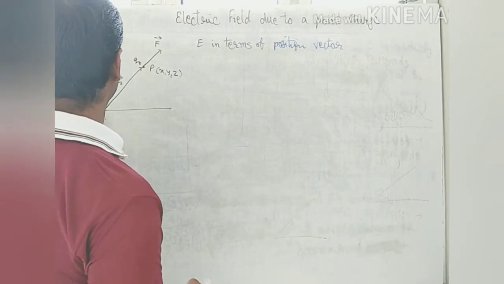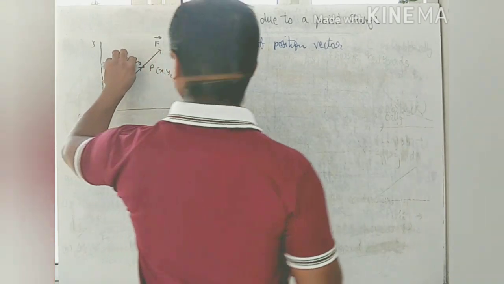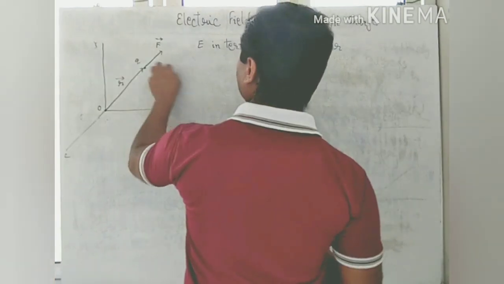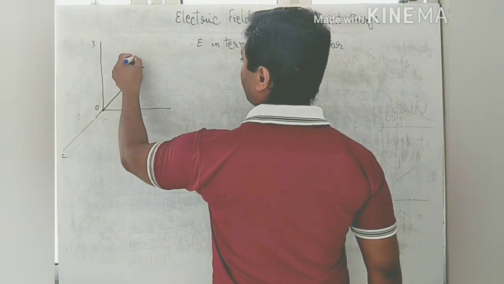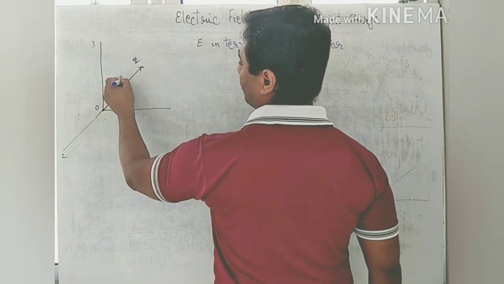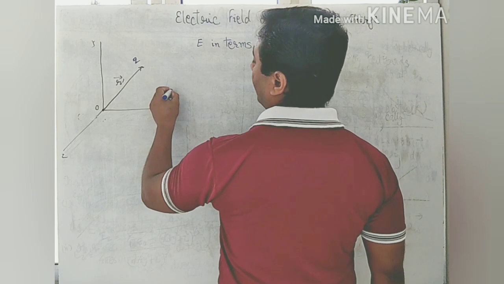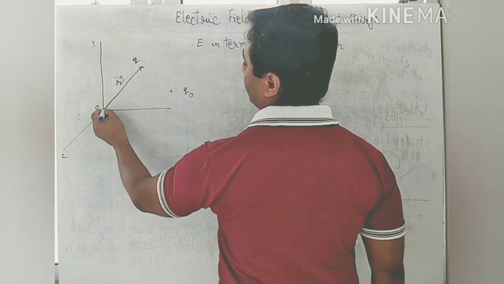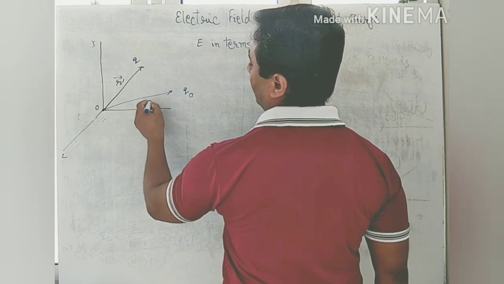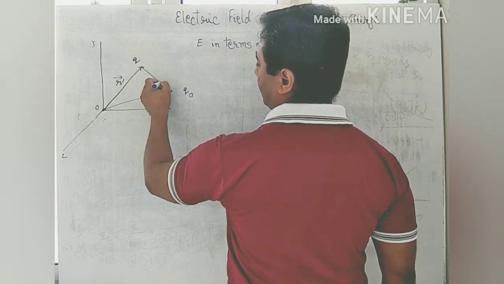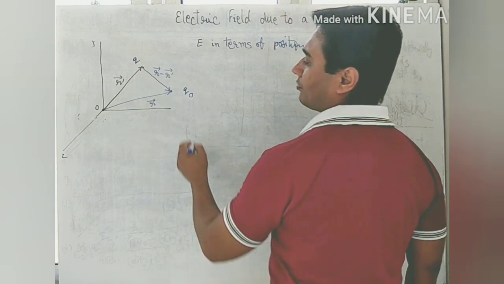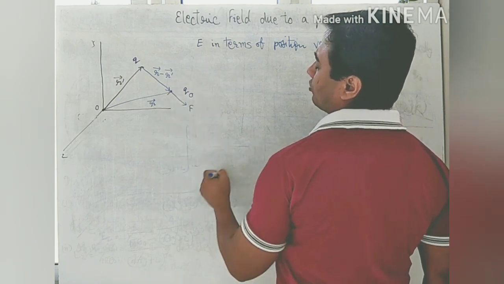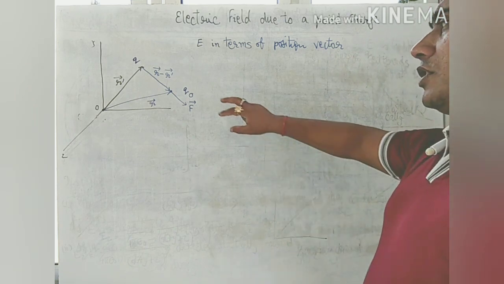Okay, so for that let me make some modification in the diagram. Here suppose this is where our source charge q is situated, having position vector r prime. And here we have a test charge Q naught present with position vector r. Now the position vector from q to Q naught is vector r minus vector r prime, and along this the force will also be directed. So this way we can write.